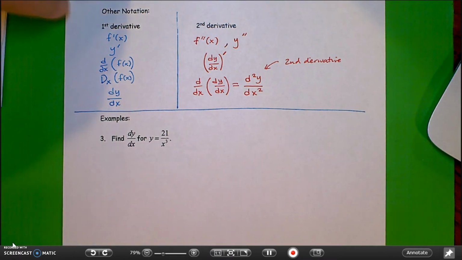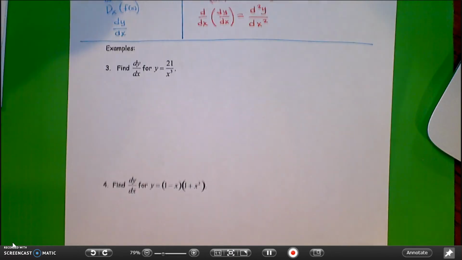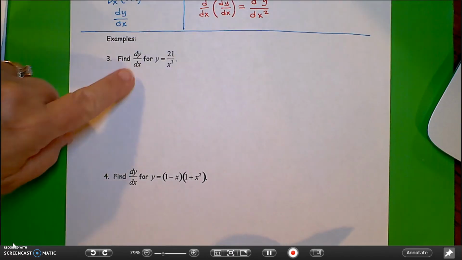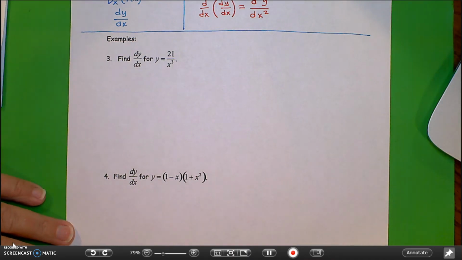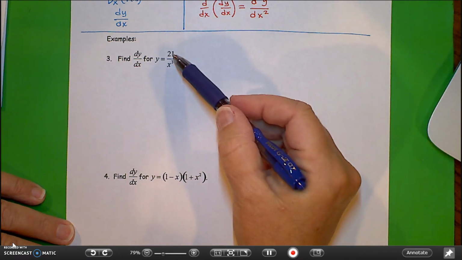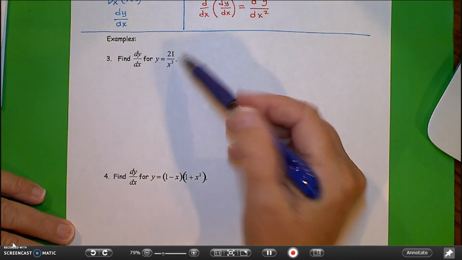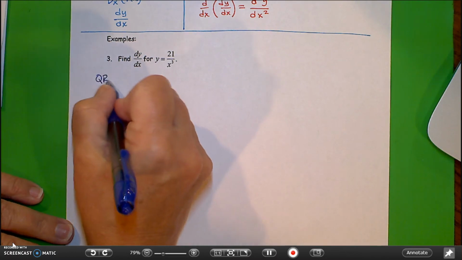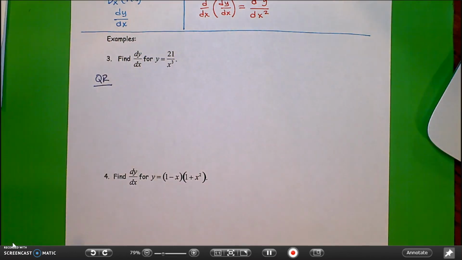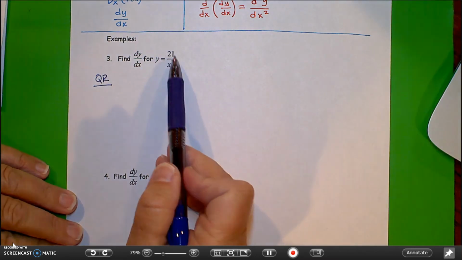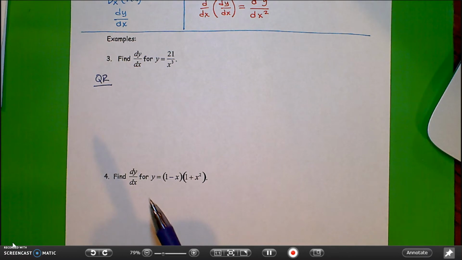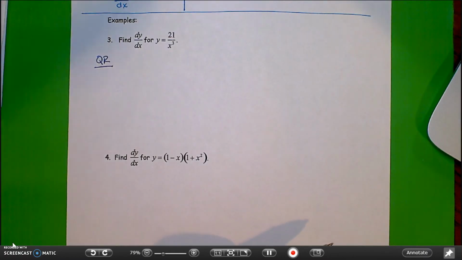Alright, let's take a look in the example. They want us to find dy dx, which is just the first derivative, for y equals 21 divided by x cubed. Okay, so this is a fraction, obviously, so we could use the quotient rule. And basically what I want to show you is the quotient rule is not really the most efficient thing to do here, especially if either the numerator or the denominator is just a constant. So in this case our numerator is a constant. Let's see the implications of that with the quotient rule.